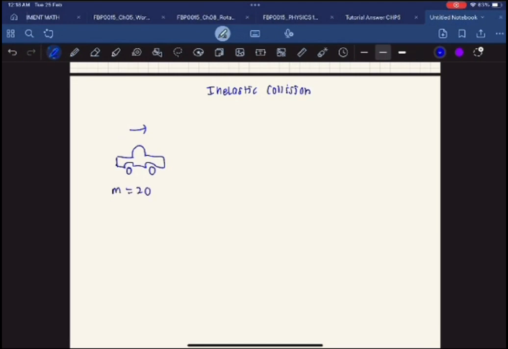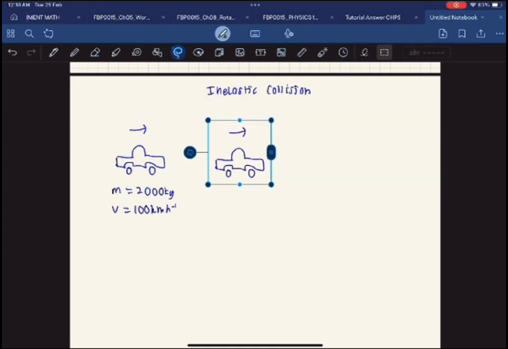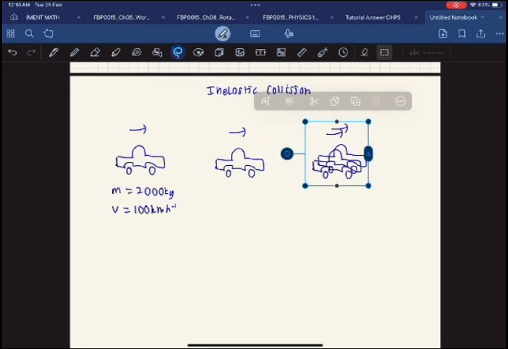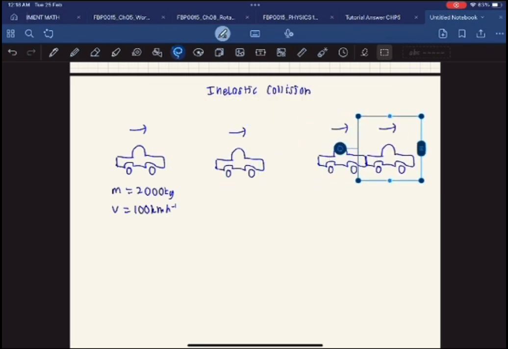Now we will start the maths calculation. First of all, we will add the values for the car, which is 2000 kilograms for mass and 100 kilometers per hour for the velocity. As this is an inelastic collision, the car will also collide with another car, and finally when they collide, they will stick together as seen in the picture.